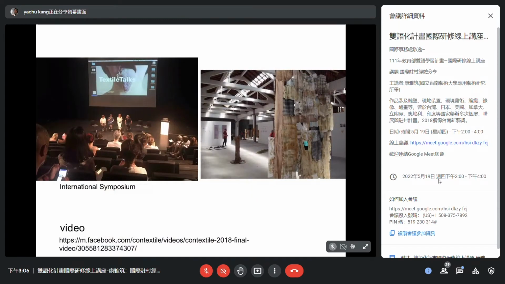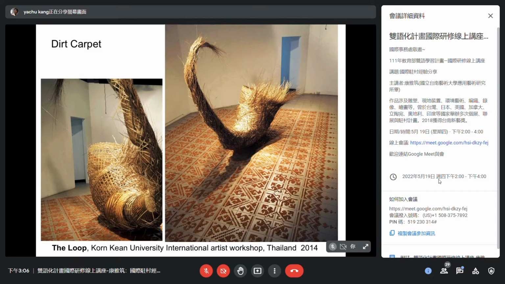Okay, so because I was showing my dirt carpet using leftover leather powder, I'm going to show a little bit about my dirt carpet series. So this is the first one that I did in Thailand. At that time, the work was called The Loop.